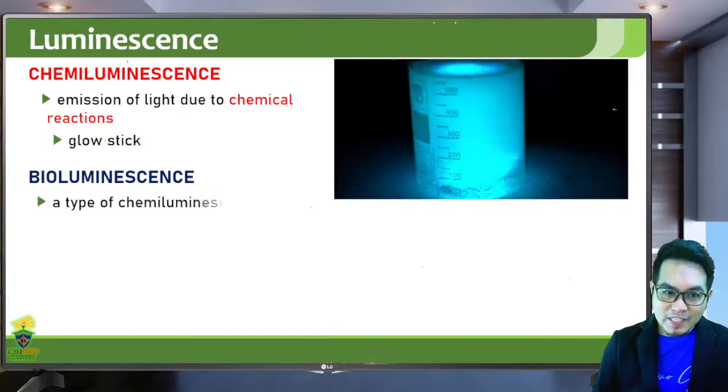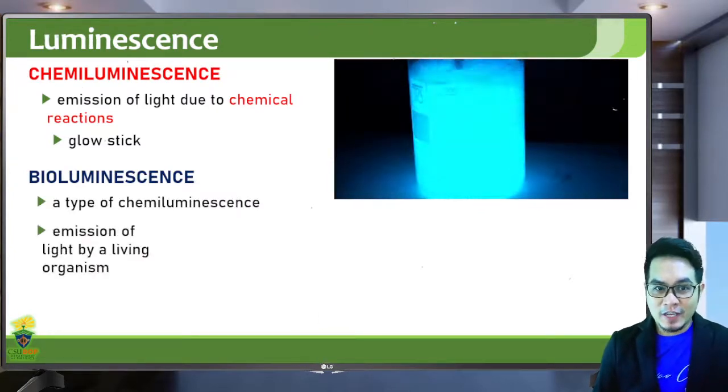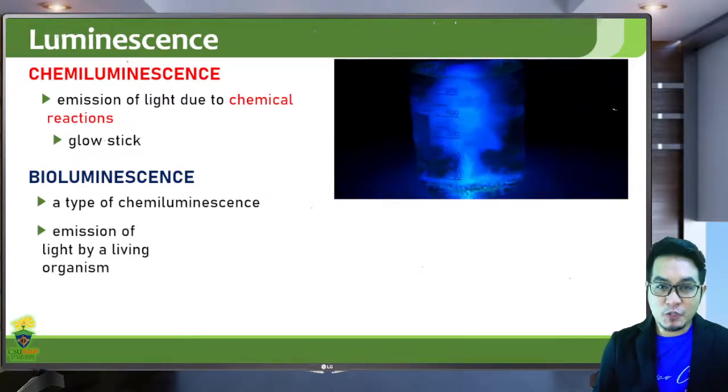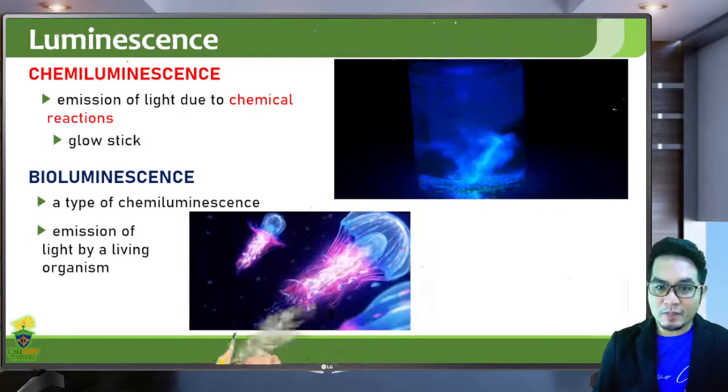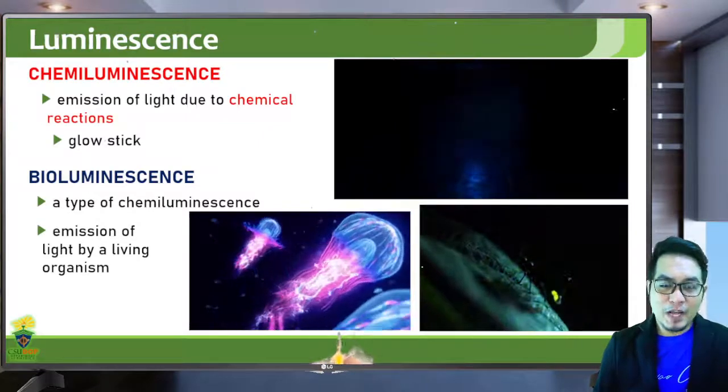Bioluminescence, on the other hand, is just a type of chemiluminescence, which is chemiluminescence produced by living organisms. Examples of that are jellyfish and fireflies. So, bioluminescence.